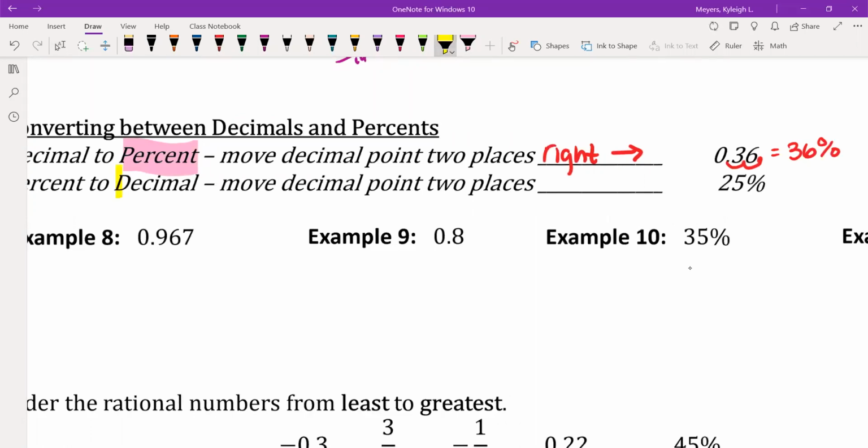Vice versa, we want to take a percent to a decimal. We move it 2 places to the left. So there's an implied decimal back here. And we move it once, twice to the left. So now it's 0.25. Okay, because it'll make more sense in a couple seconds, okay?